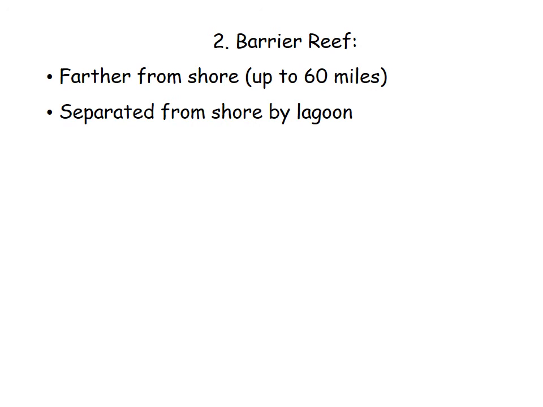Alright, the barrier reefs. They're farther from shore. They can be up to 60 miles away from the shore. They're separated from the shore by what's called a lagoon, and it always goes land, lagoon, reef. Fringing reef: land, reef. Barrier reef: land, lagoon, reef.